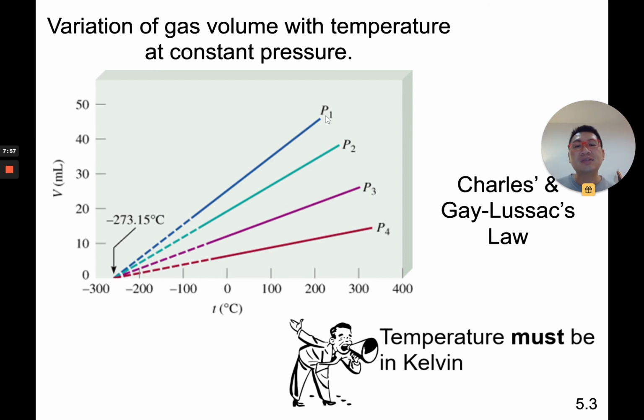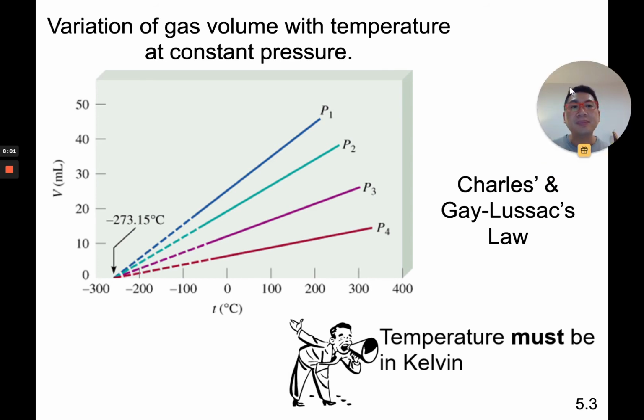Here are 4 different gases, just labeled P1, P2, P3, P4. As you notice, as the temperature goes up for all 4 gases, the volume increases for all of the gases, and it's a linear increase for all of these. Okay, we're going to do what's called Charles' law. We'll get to the second one, called Gay-Lussac's law, after. For Charles' law, as the temperature goes up, the volume goes up.